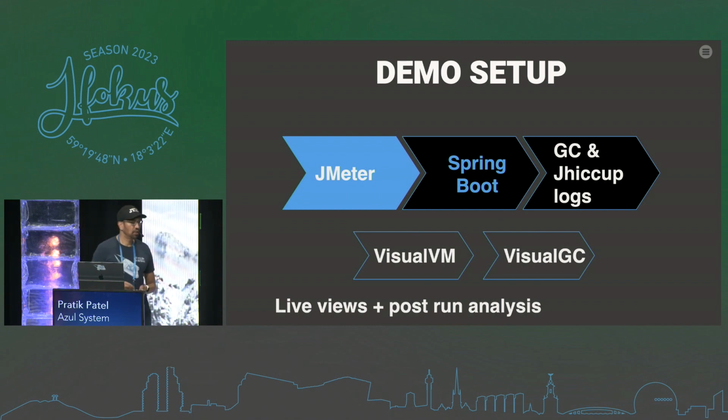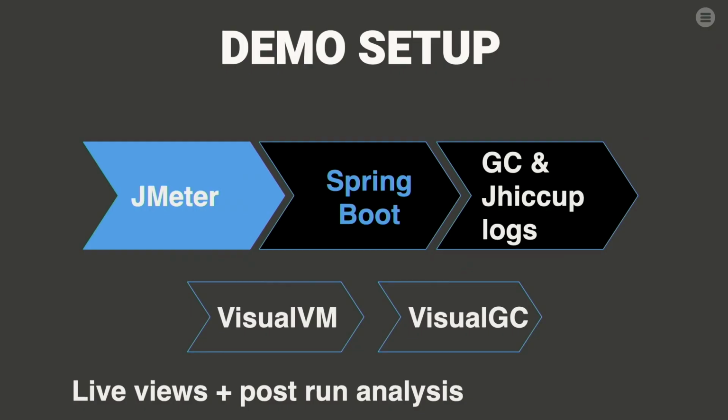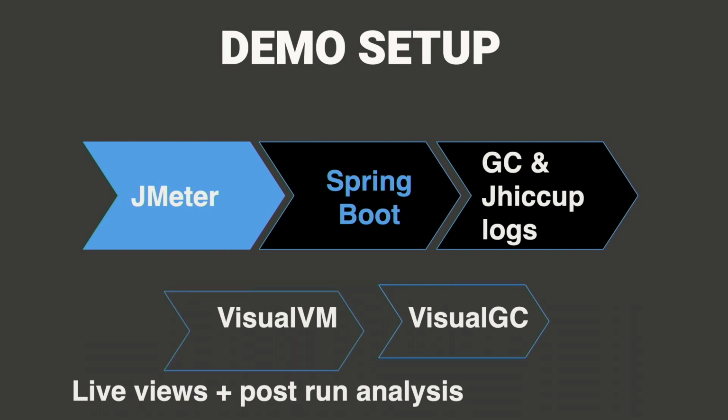Okay, so let's talk about the demo real quick and run the demo. What we're going to do is use JMeter to drive a Spring Boot application. I'm going to enable debug level garbage collection logging, and we'll have the JHiccup logs, and we'll also look at this application while it's running in Visual VM, just to see what's going on with it. So we're going to use JMeter to drive load into the Spring Boot app. We have this logging that's going to happen. We'll also hook in Visual VM just to see what this app looks like and what it's running like.